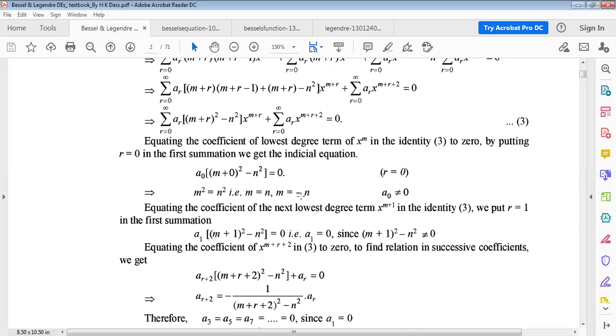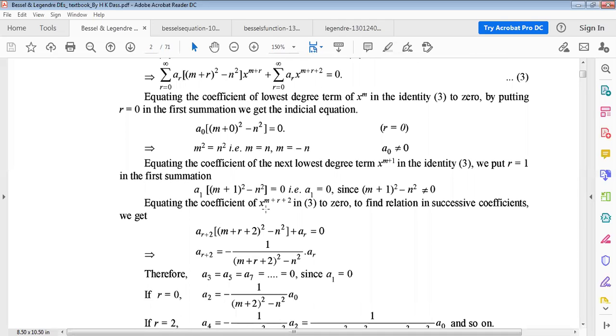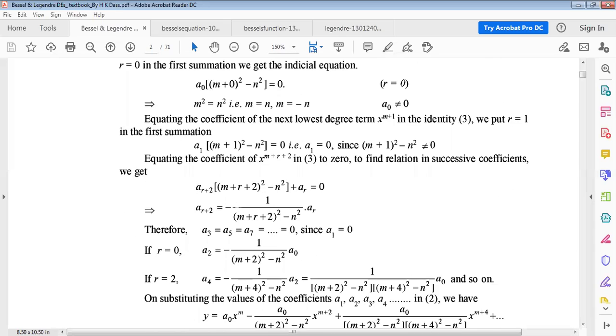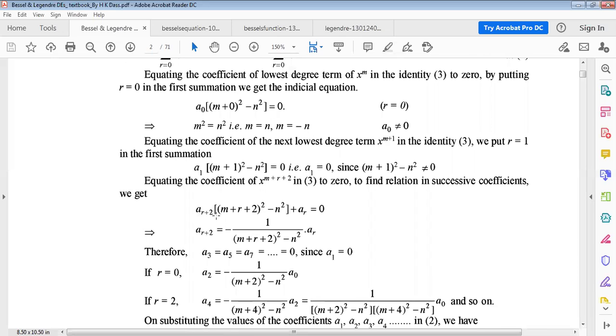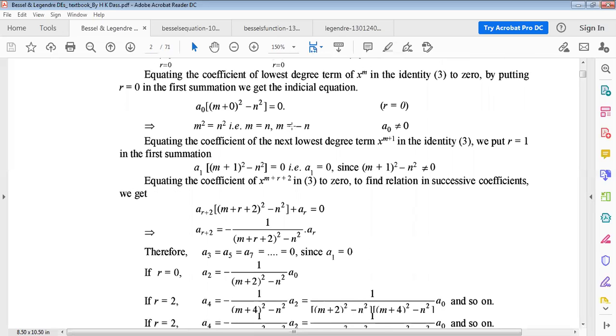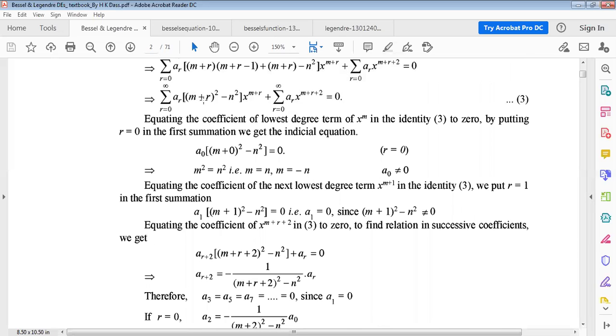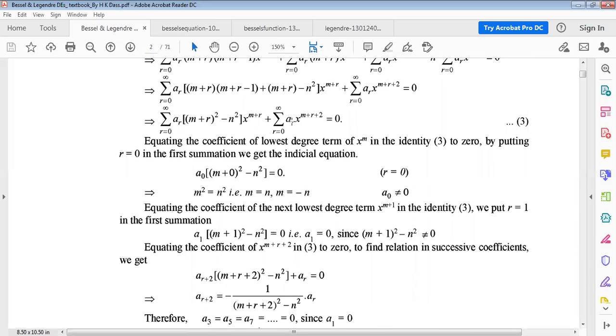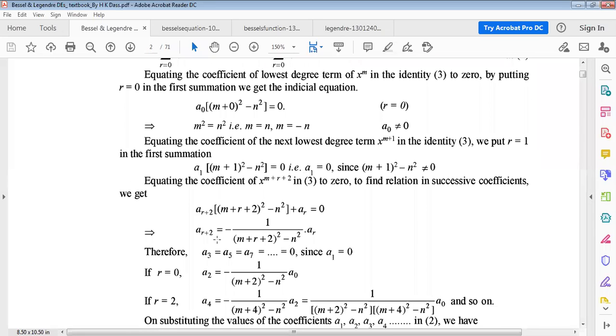Now equating the coefficient of x to the power m plus r plus 2, equating this coefficient, we get a_(r+2) times ((m + r + 2)² minus n²) plus a_r. a_r is this coefficient. So a_(r+2) equals this, and therefore a3, a5, a7 will be 0.